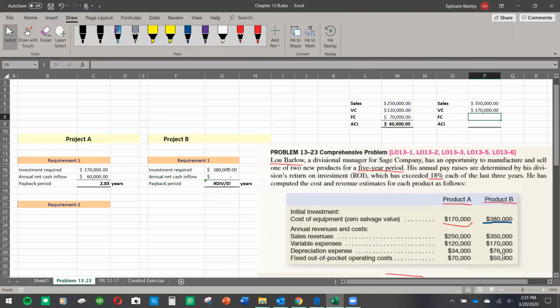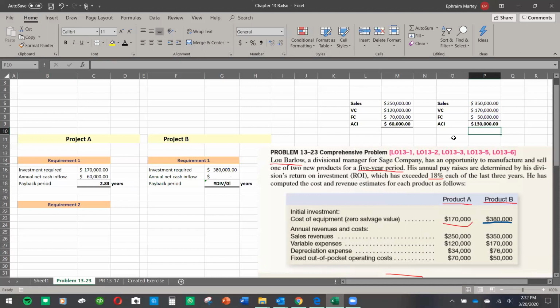170,000. What is depreciation? No, we don't include depreciation. We move on to 50,000 of fixed expenses. We give that this, and then we take the revenue and subtract those two expenses. That gives us 130,000 of annual cash inflow. So the annual cash inflow for project B is 130,000. Reference that. That means project B will take 2.92 years to get the investment back.